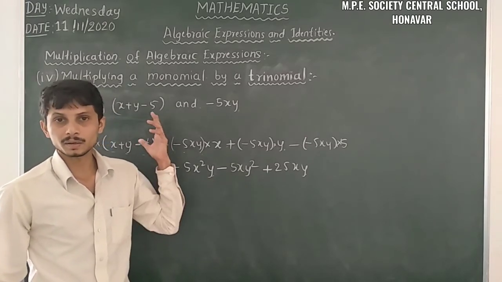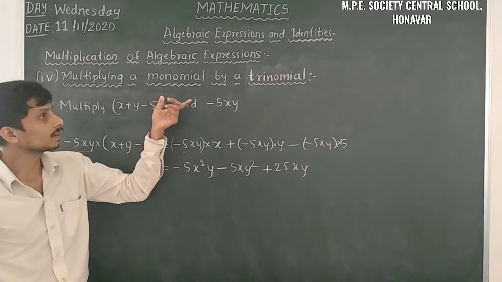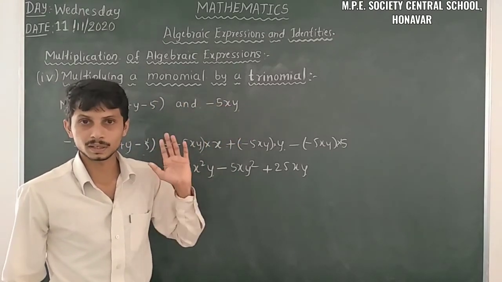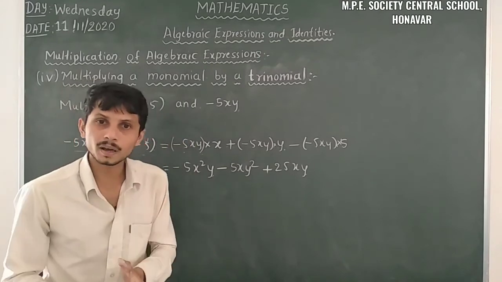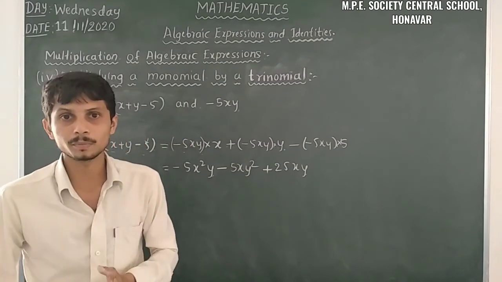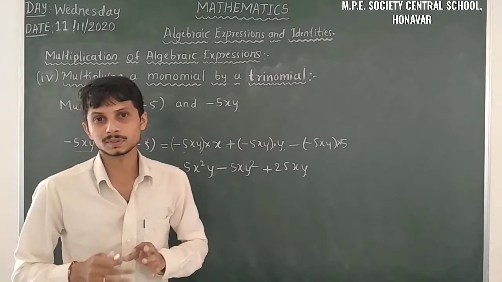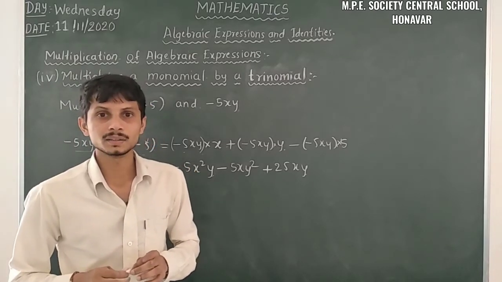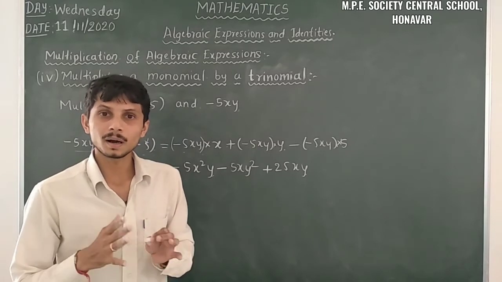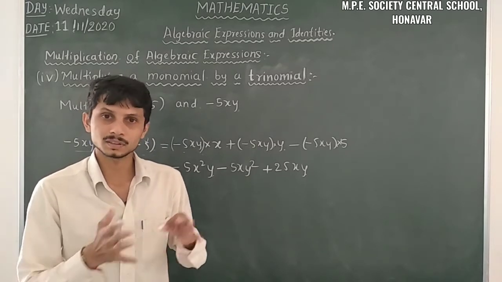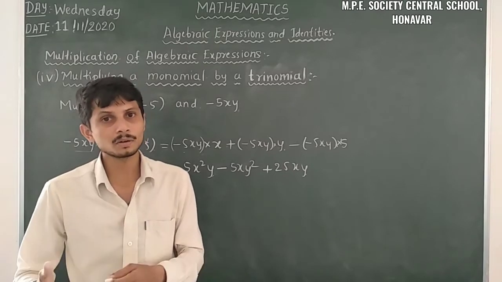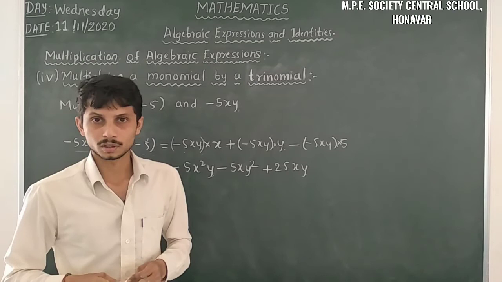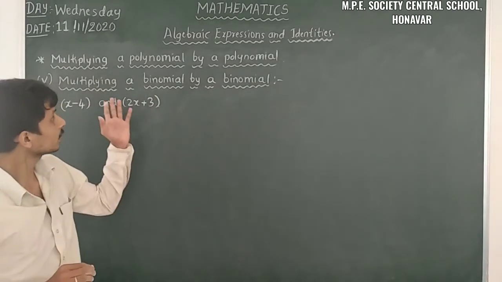So here we multiplied a monomial by a trinomial. Whatever the trinomial and the monomial we have, we take the same procedure. So let us move on to the next part, that is multiplying a polynomial with a polynomial. Sometimes we have a binomial and a trinomial, binomial and binomial, and so on.